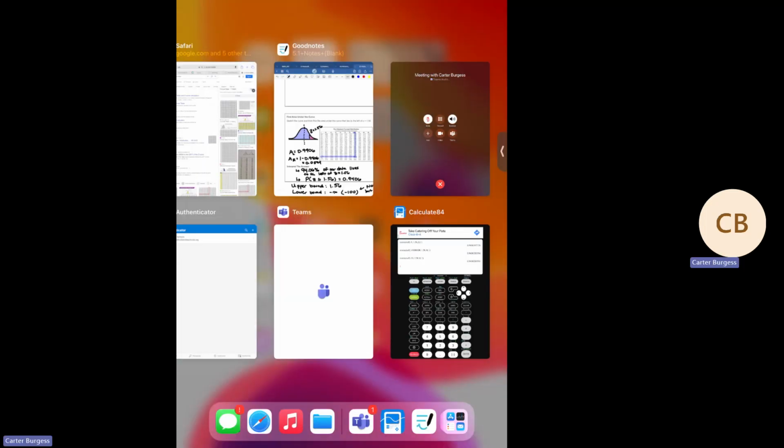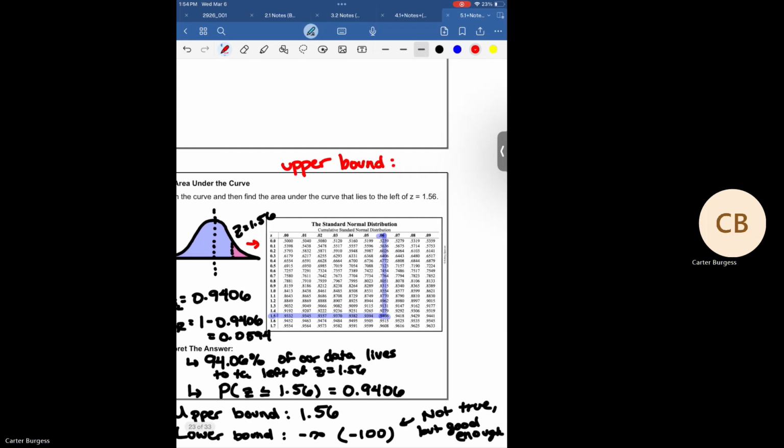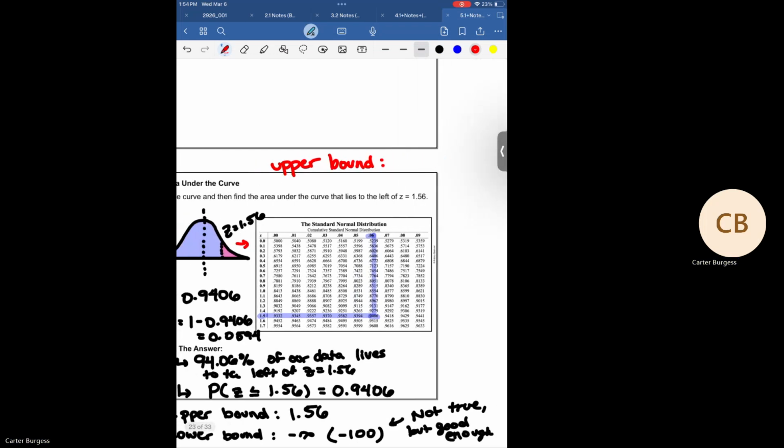Okay, what if we wanted to do the area to the right? If I'm looking at this area to the right, what would my upper bound be? Is there a limit on what I would expect to see? No. So infinity, but what are we going to put into our calculators? Sure, we can do 100. 10 also probably would work, but we'll just enter 100 because that's good enough.